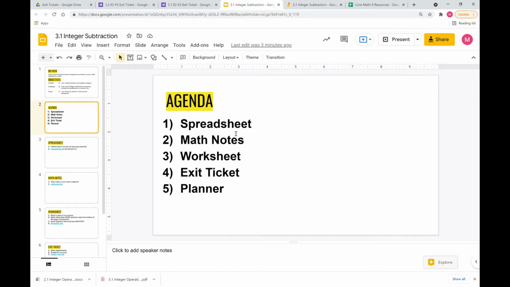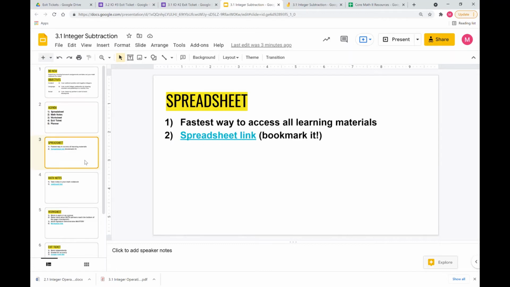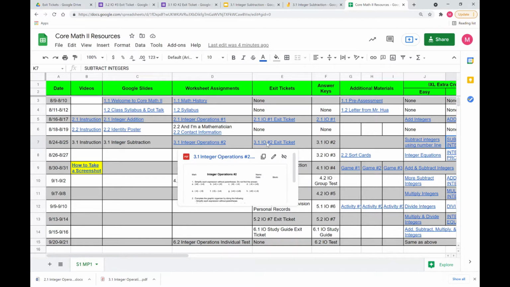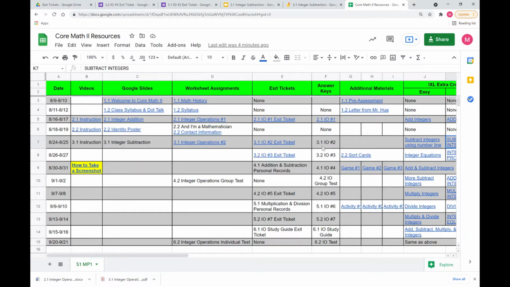For the agenda, we'll talk about the spreadsheet, then take some math notes, work on the worksheet, complete the exit ticket, and then fill out your planner. As a reminder, the spreadsheet is the fastest way to access all learning materials. On the spreadsheet, you'll see a video link for the instruction today, the Google Slides that were presented, the worksheet assignment, then the exit ticket, followed by the answer key, which will be posted later today. Remember, always do your work in this order: watch the video first, then review the Google Slides, then work on the worksheet, and finally do the exit ticket.